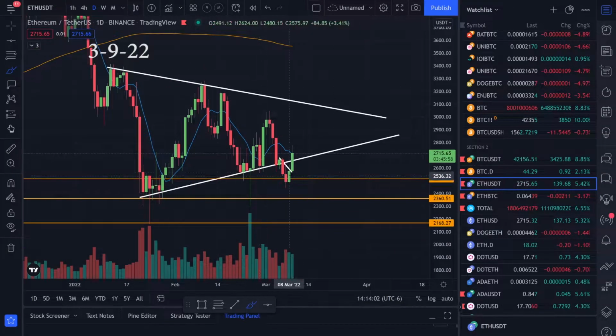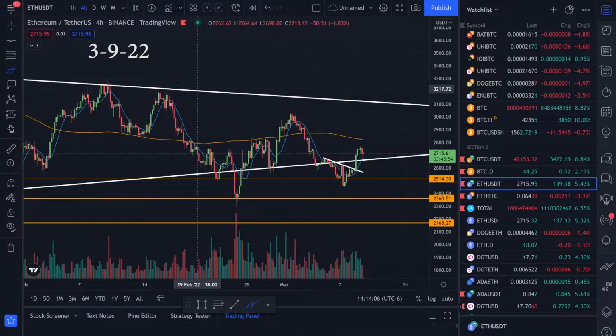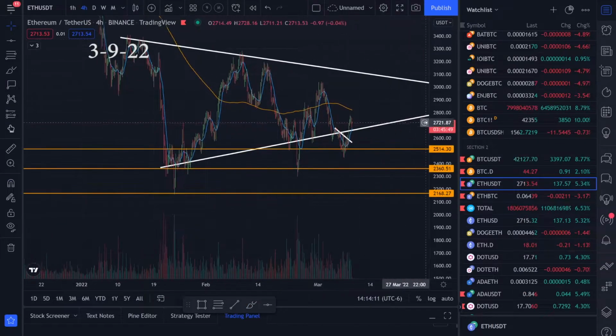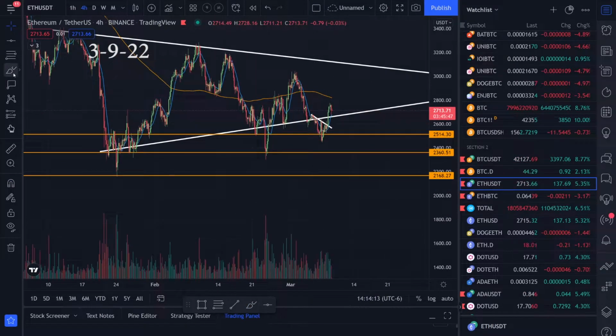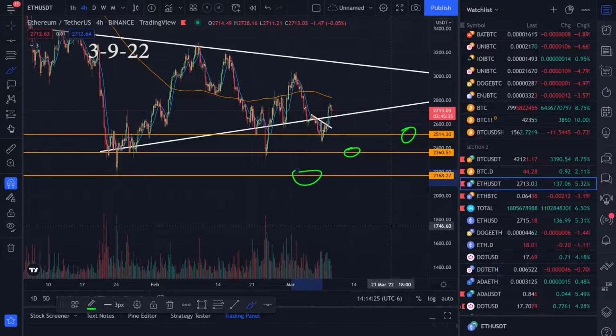and I was talking about watching these orange lines, because if we jump over the 4-hour time frame, these are some of the previous bottoms that we have. And when we break the trend lines going to the downside, I like watching the previous bottoms. We had a bottom right here, we had a bottom right here, and we had a bottom right here. These levels were sitting at 2,514. This one is sitting at 2,360, and this one is sitting at 2,168.